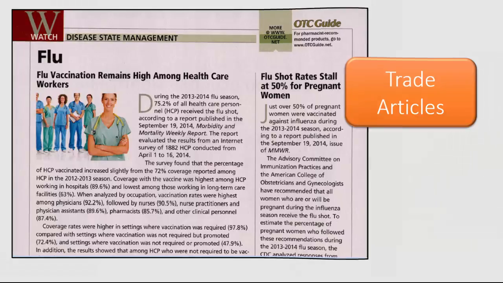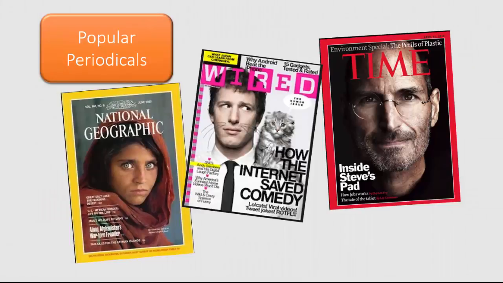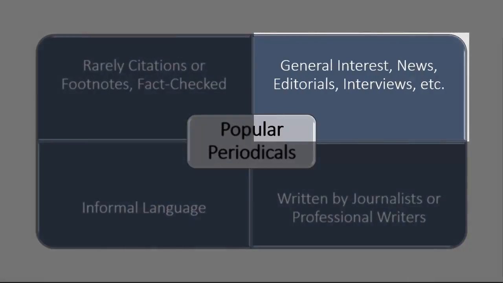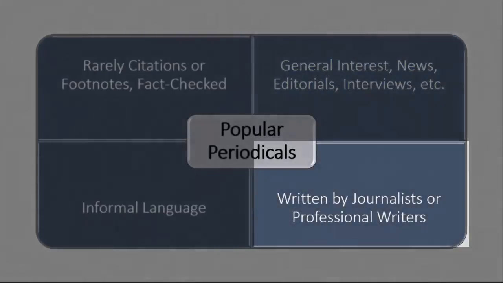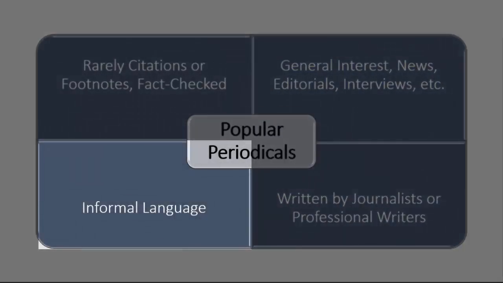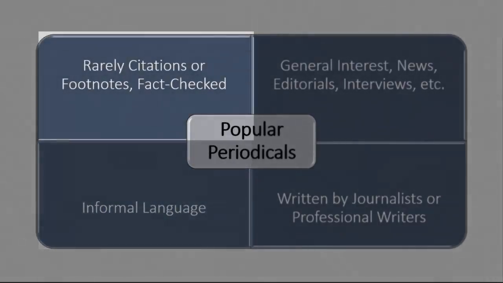What about popular periodicals? You probably know them better as magazines, and you've probably all seen them at the Wegmans checkout line. Popular periodicals have general interest stories, editorials, and interviews. They are written by journalists and freelancers, and their language is very informal. In place of a peer review process, they have fact checkers, and they rarely have citations or footnotes.